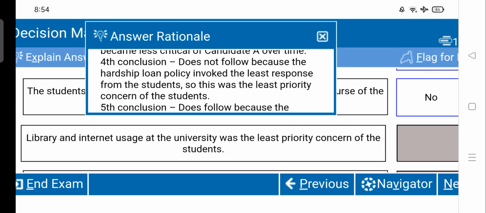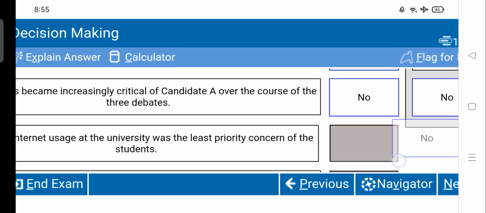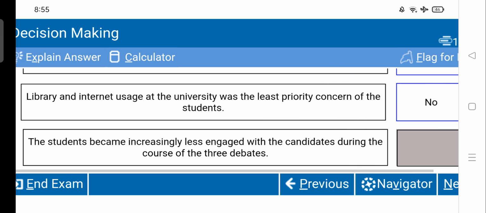Fourth conclusion says library and internet usage at the university was the least priority concern of the student. It does not follow because the hardship loan policy invoked the least response from the students. So this was the least priority concern of the students. So this conclusion does not follow. So again we will drag a no and drop it here.